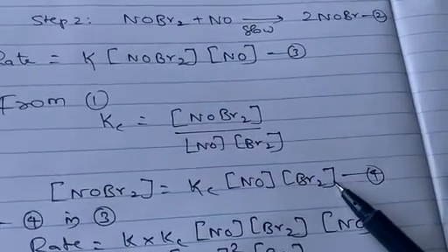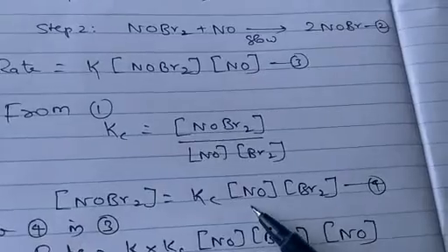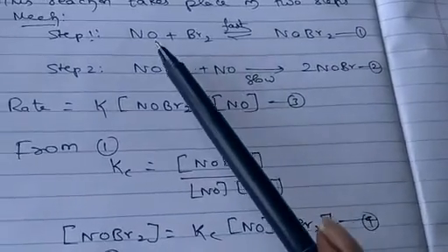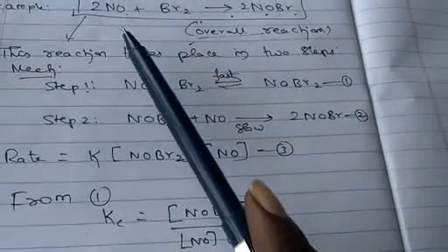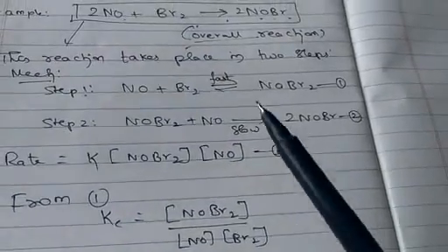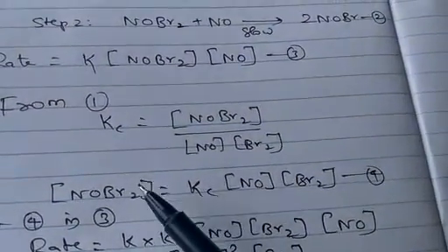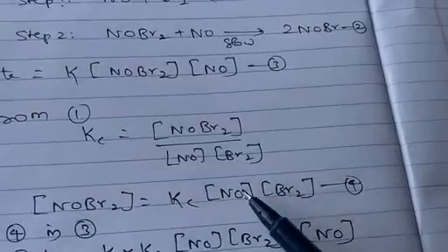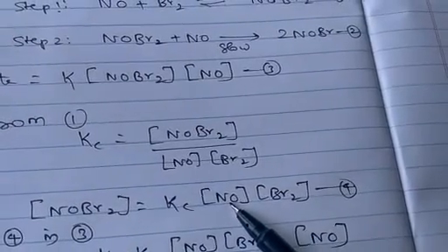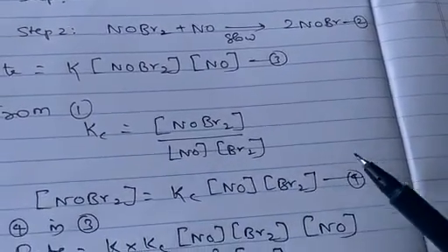Now this NO and Br2 are both in the overall equation. So I converted the concentration of NOBr2 into the concentration of NO and Br2, which are present in the overall equation.